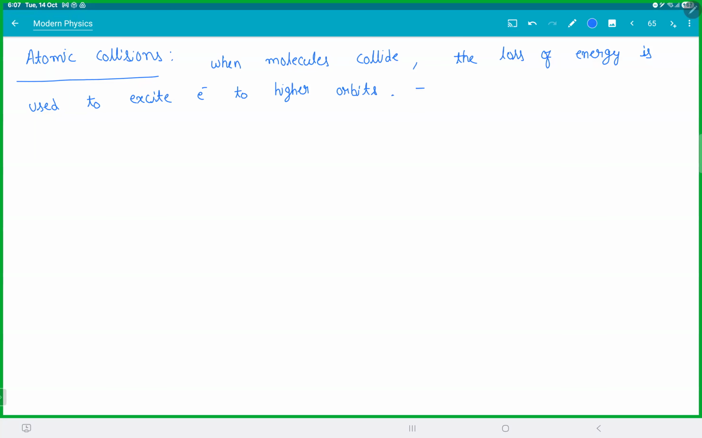And when they de-excite emitting photons, that is the reason when you heat up a gas, it starts emitting and it becomes bright. So unlike large bodies, these molecules and atoms don't have an option. If you lose energy, that energy has to go for excitation of electrons because there is no one else who can take the energy.